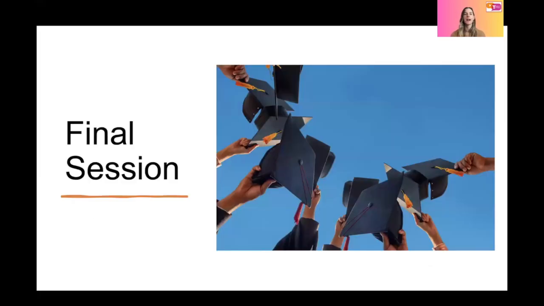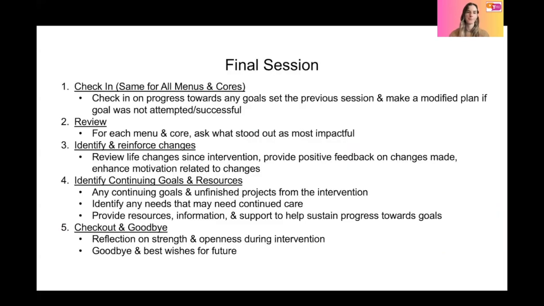All right. And lastly, this is an overview of a final session. After you've done those 11 sessions and you've made it to their final session, you're going to have that check-in. You're also going to check in on progress made towards any goals that have been set in the previous session. Make a modified plan if it wasn't attempted or successful, and this applies to all those menu sessions as well. You're going to take some time to review each menu and core. Ask them what stood out to them in this session or that session, and really identify and reinforce changes.